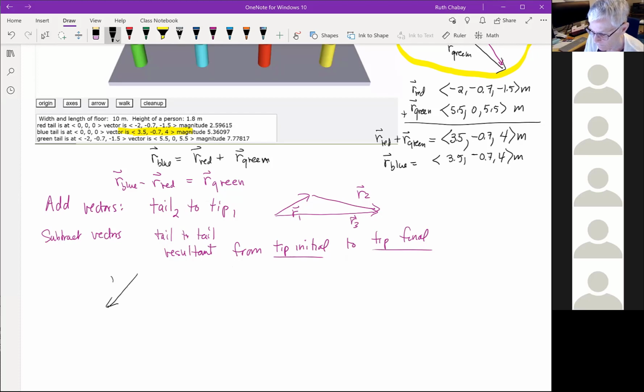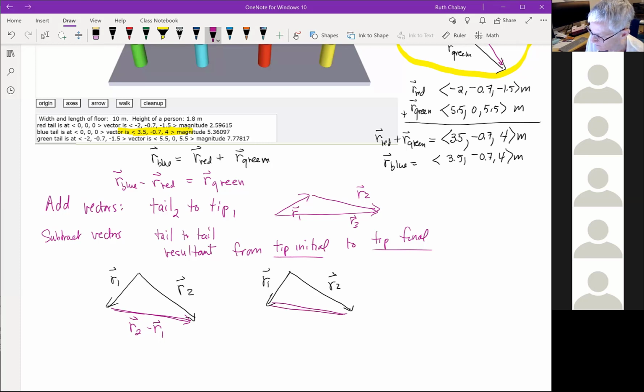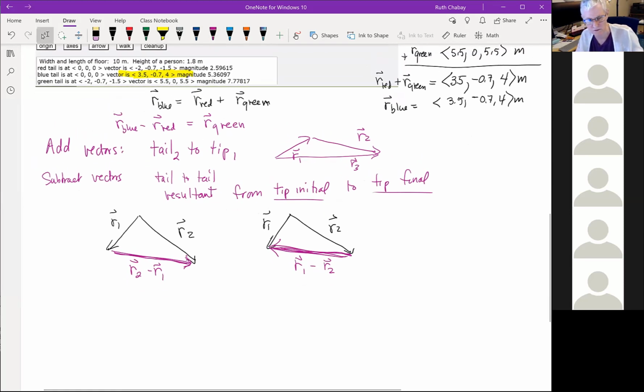We have R1, R2. This vector here would be R2 minus R1, whereas if we have R1, R2, that vector there would be R1 minus R2, so final minus initial. So the length of the vector is the same, but the direction is opposite, which means that it's important to get our subtraction in the right order.